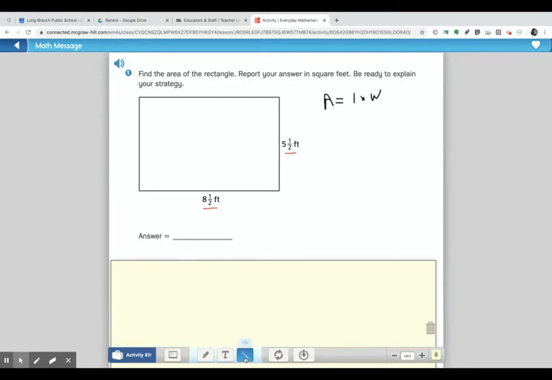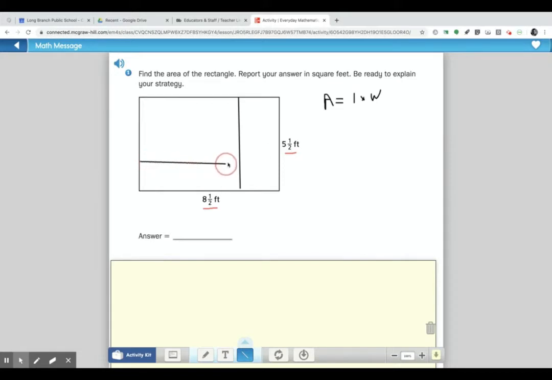The easiest way to distribute is to actually create partial products, and we're going to use an area model. So I drew a line going right down, but not in the middle, because if I look at my side length over here at 8 1/2, we know that with rectangles, opposite sides are congruent. 8 is a lot larger than 1/2. So I'm going to make this part right here my value of 8, and this small part right here is 1/2. And I'm going to do the same thing for the 5 1/2.